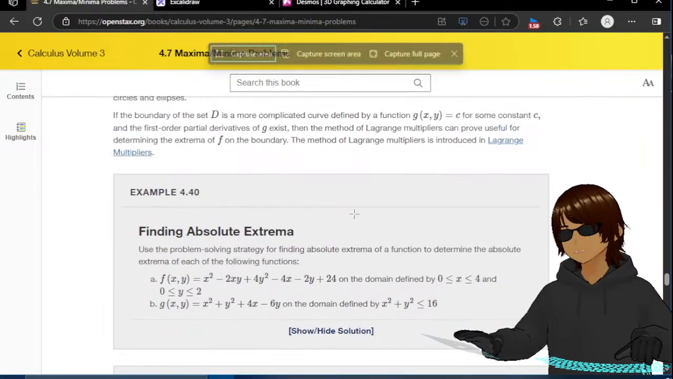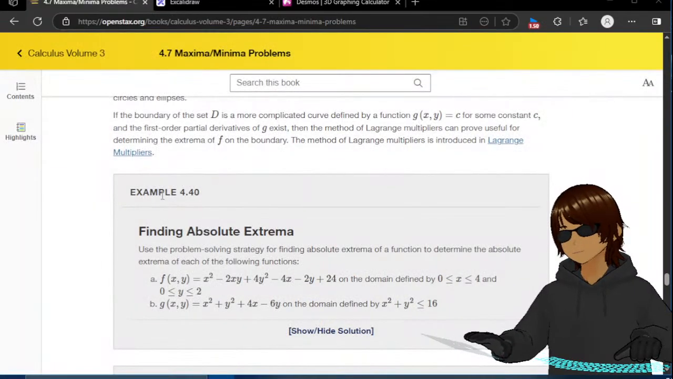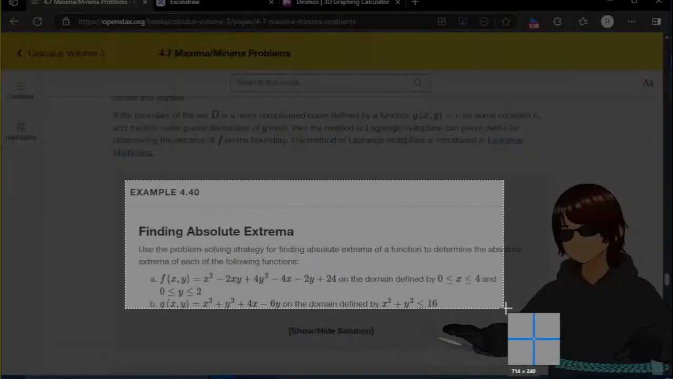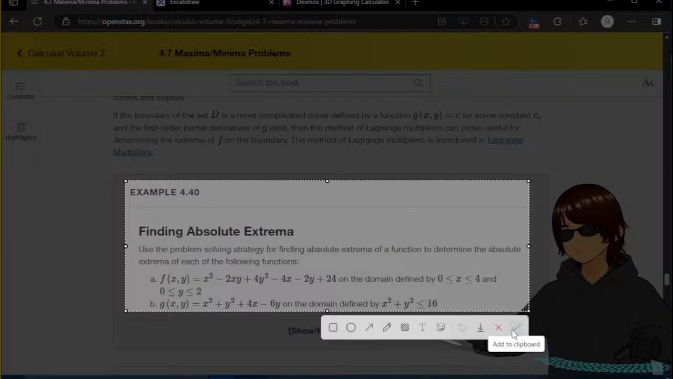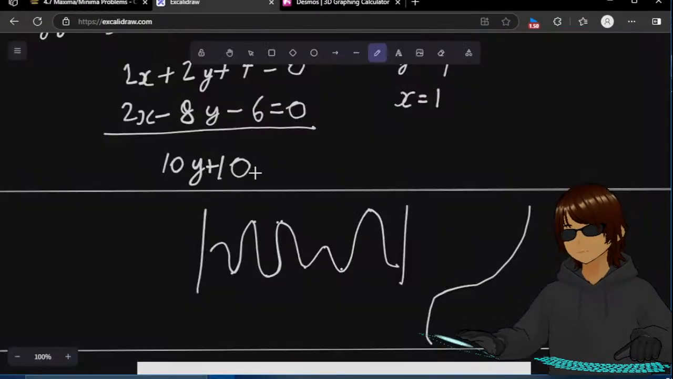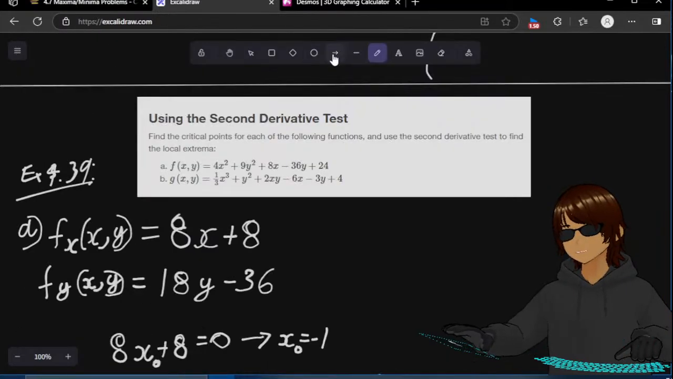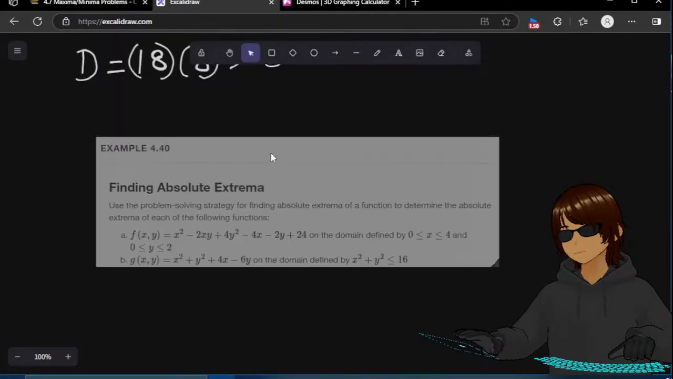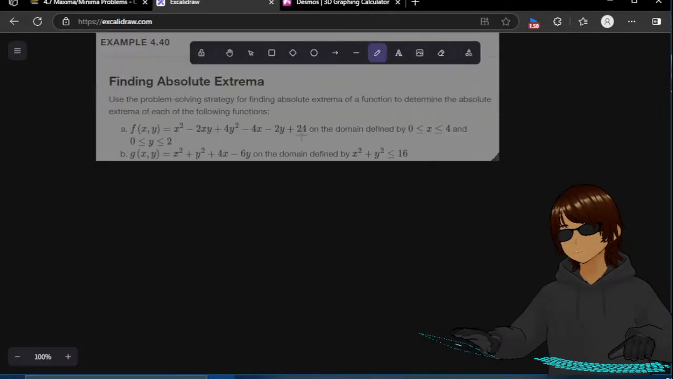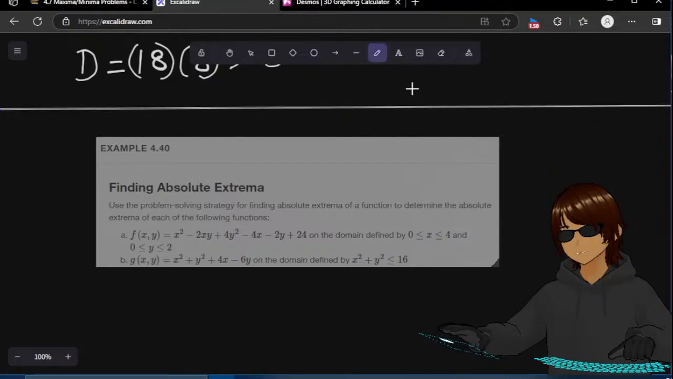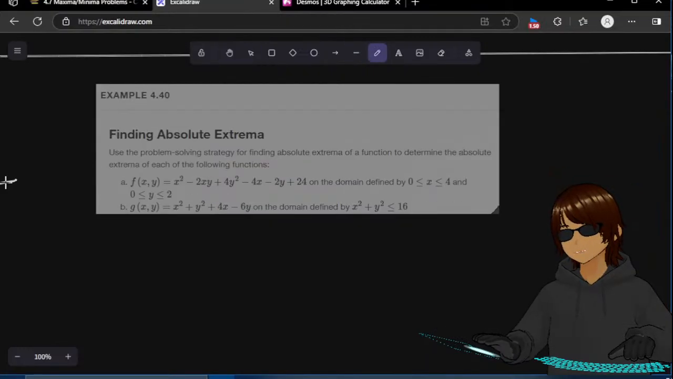Okay, let's try this. Add to clipboard. Why does this work so much better? So example 4.40.